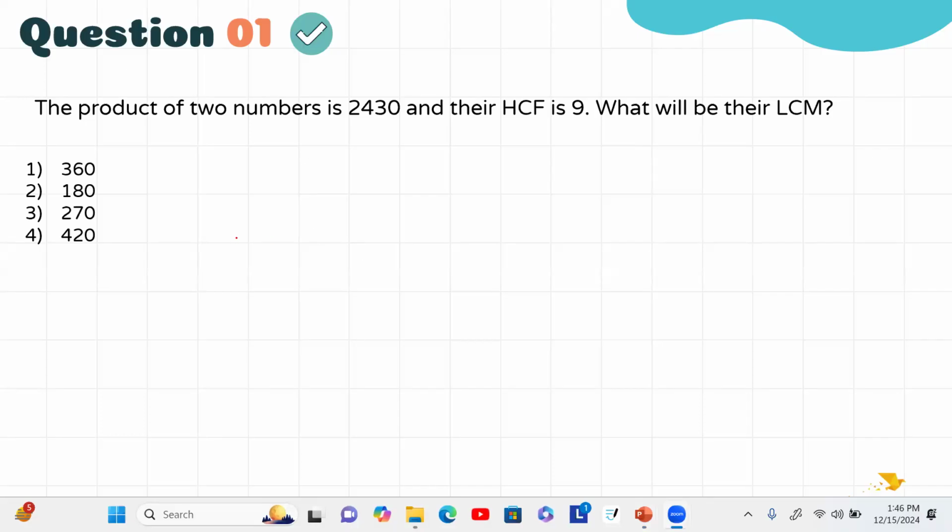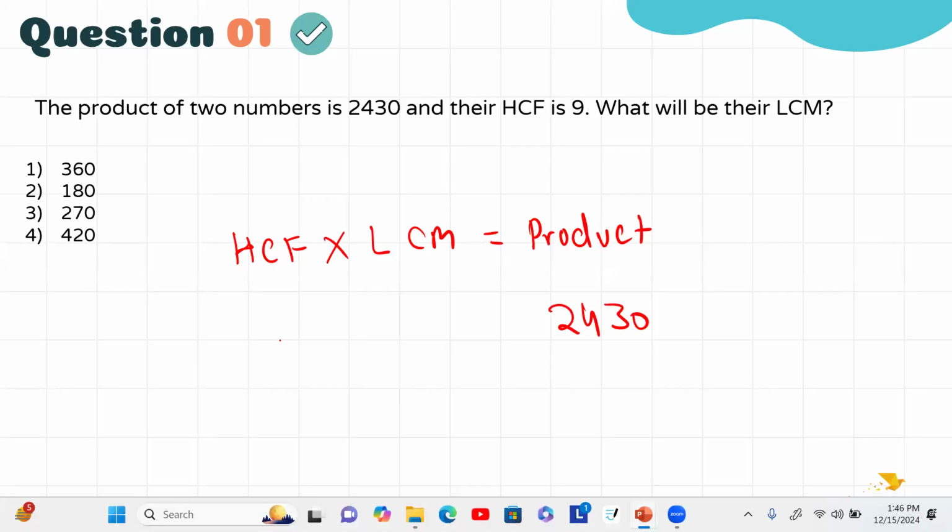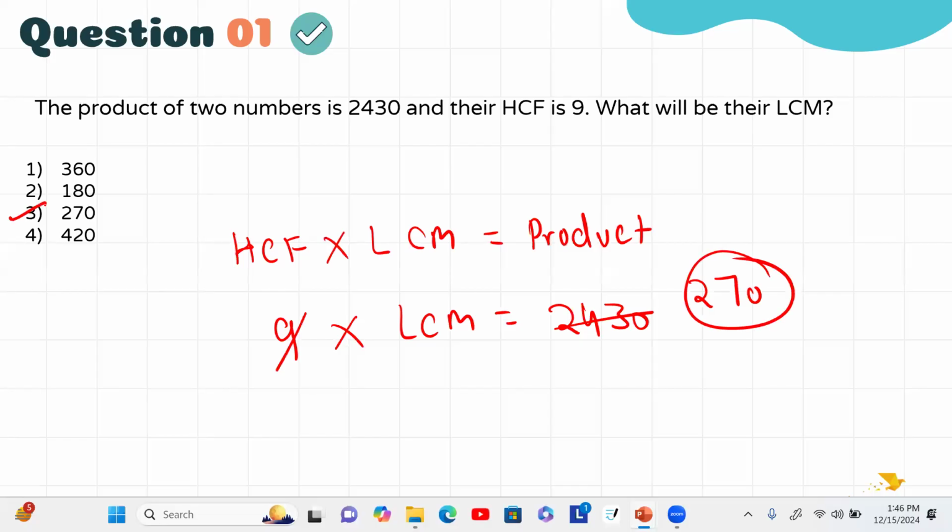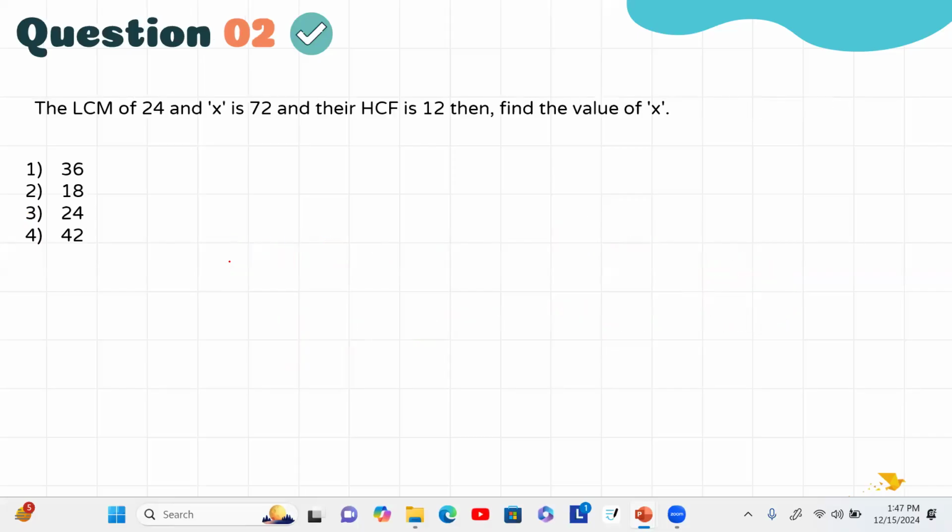So this is direct application of what we discussed just now. So HCF into LCM is product. So product is given to me, HCF is given to me, LCM I have to find. So such questions are pretty easy. So whenever you come across an HCF LCM question in exam, you should always look out for these questions first, because these are important as well and very easy. Any doubts? Let's move on to the next.